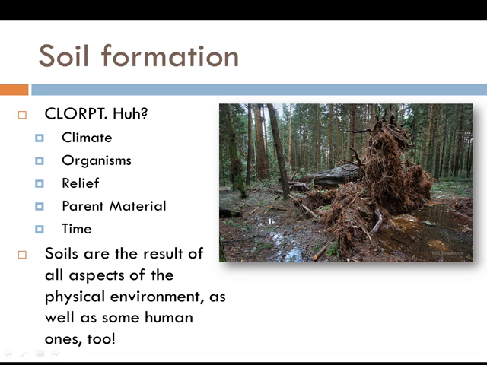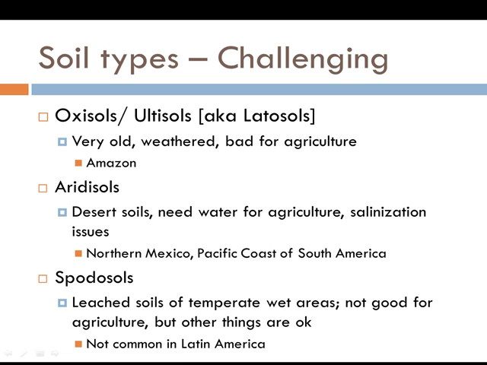So basically, if you're looking for anything in Latin America that is an example of how all of the physical processes of the environment work together to change something, soil is the one. Okay, in Latin America, there are some challenging soil types that would be challenging for agriculture and some naturally fertile ones. Some of the challenging ones are oxisols and ultisols. Now, sometimes these will be called latosols, and they're just really old soils that aren't very good for agriculture.